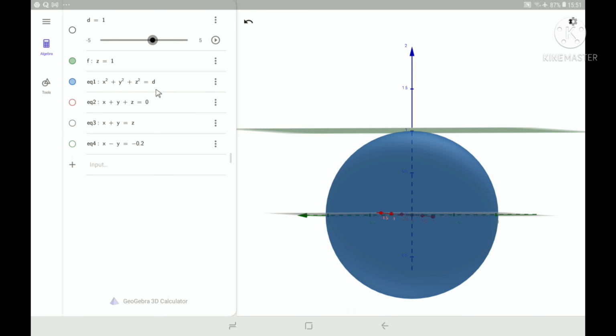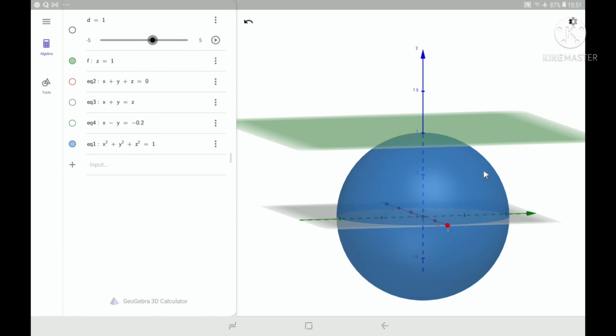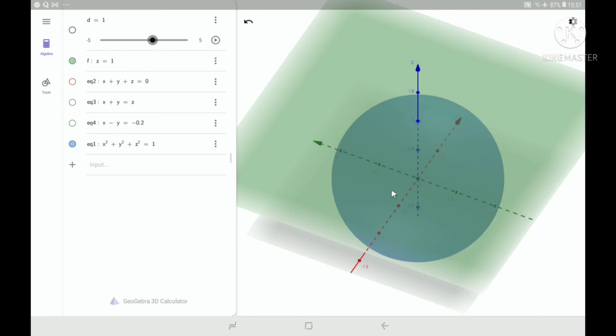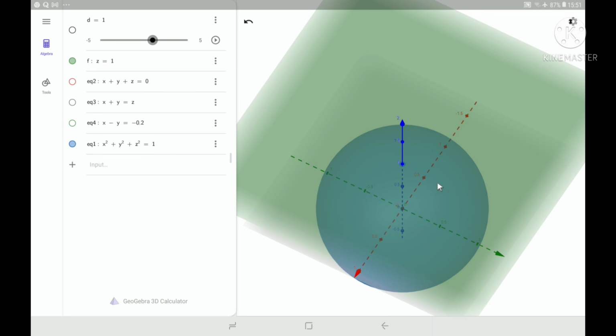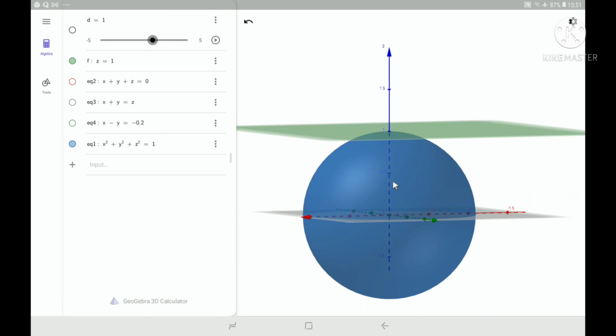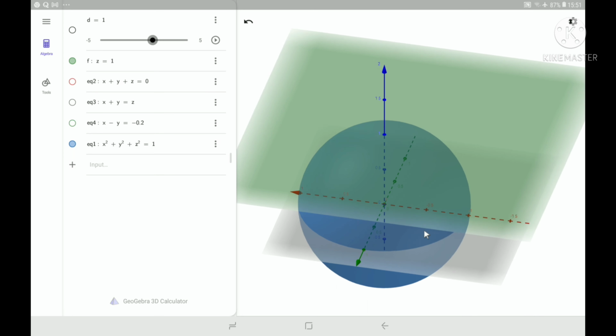For our convenience, I have assumed that D is 1. That yields us this nice looking sphere in 3 dimensions. Obviously, sphere means in 3 dimensions only, and it just barely touches this plane at the point 0, 0, 1, as can be seen from the intersection point of these two equations, if you solve them and neglect the imaginary part.